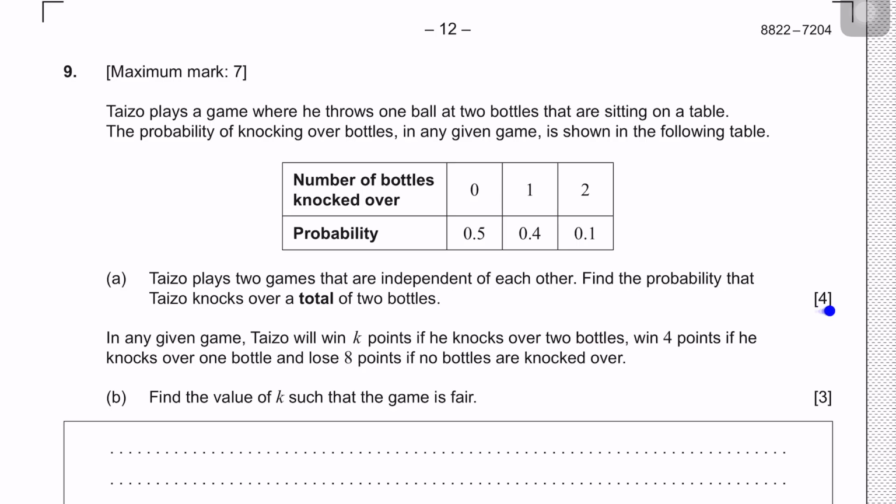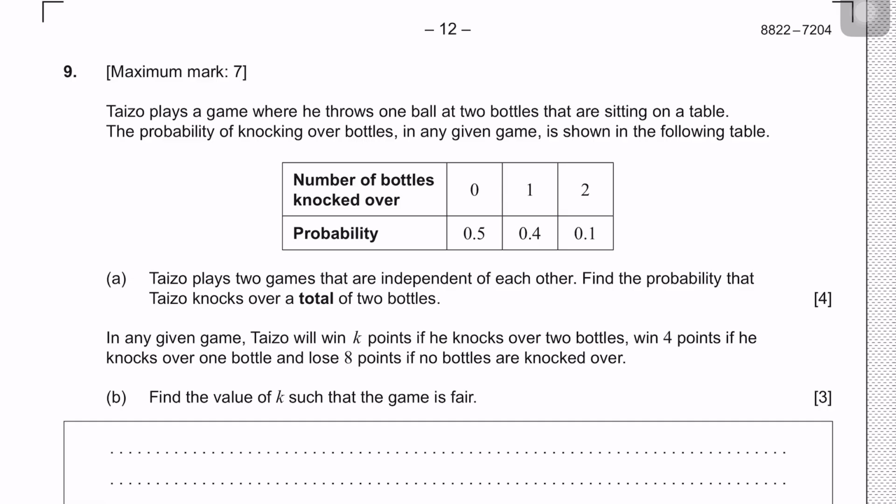So we have a 4-mark question here. I think that's important because it tells us in some ways the level of complexity of this problem. So it might not be as straightforward as it might seem on the face of it, I suppose. So let's ask the question, how can we knock over 2 bottles after 2 games?